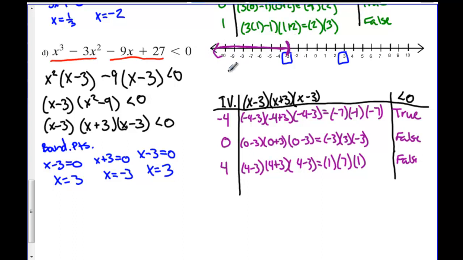So for our interval notation, we're just going to have negative infinity, 2, and close it with a parenthesis. Perfect. Is that all right so far?